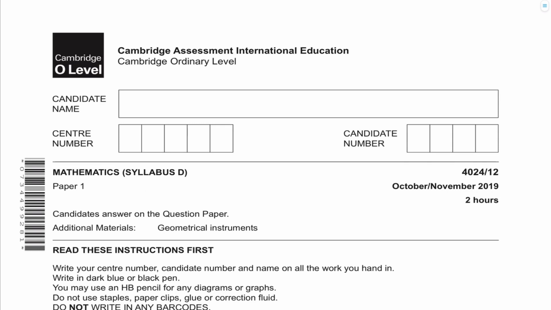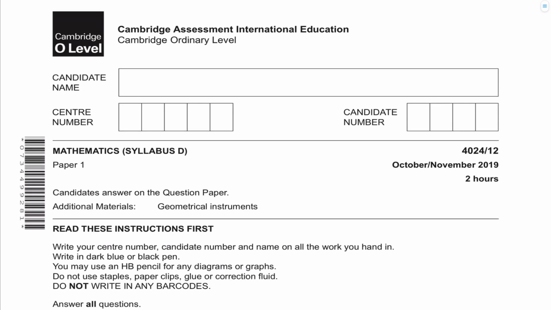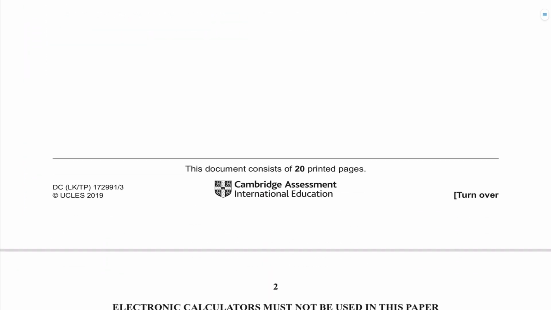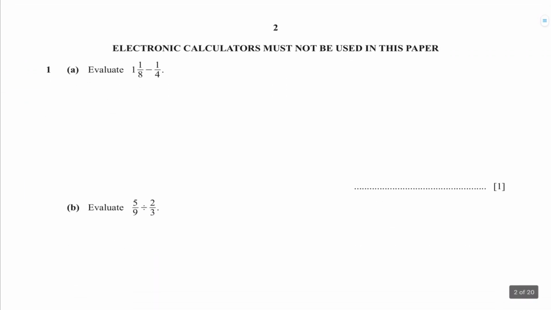In this video, we're going to solve the October-November 2019 session paper 1, and let's get started right away. So here we have question number 1, part A, in which we have to evaluate, and we can see that we have two fractions and we have to subtract them.